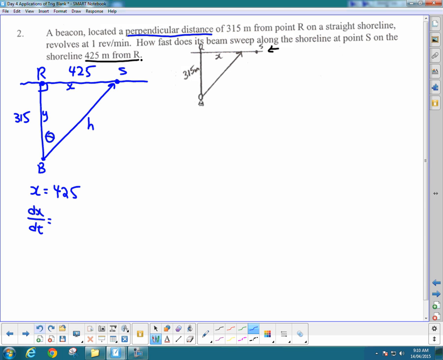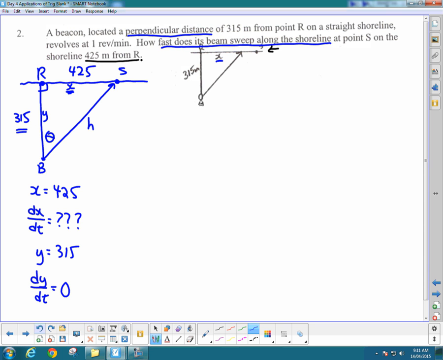How fast does the beam sweep across the shoreline? That's this, right? How fast is this X dimension changing? So that's actually my unknown, and we're definitely going to want to use that side. We also have Y, which is 315, and dy by dt is 0. That's right, because the beacon doesn't move, so this side is going to stay the same.